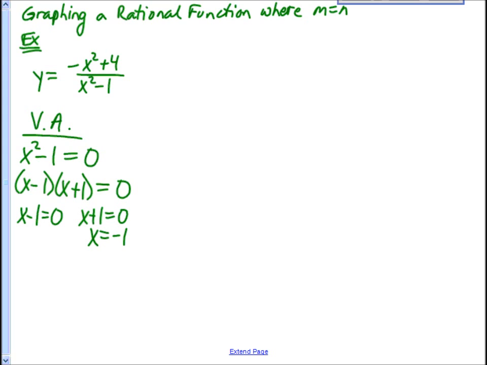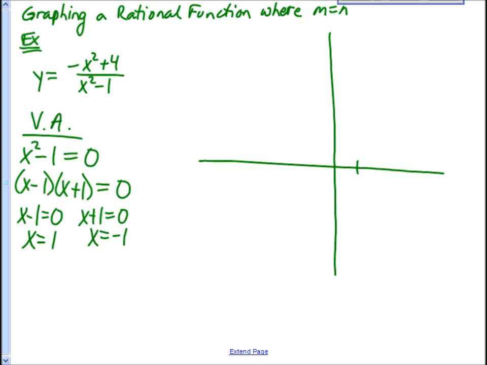You factor it, set it, use the zero product property, and soon enough you've got your equations. So we've got x equals 1, x equals negative 1. Okay, there are our vertical asymptotes. So that's a big hint for your domain as well.